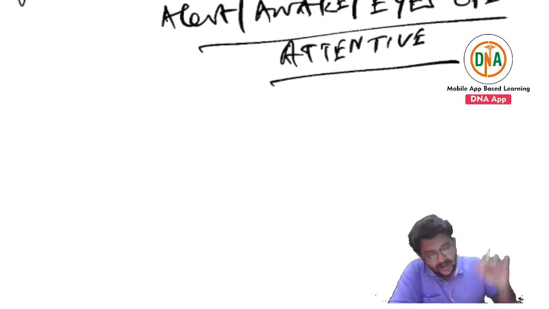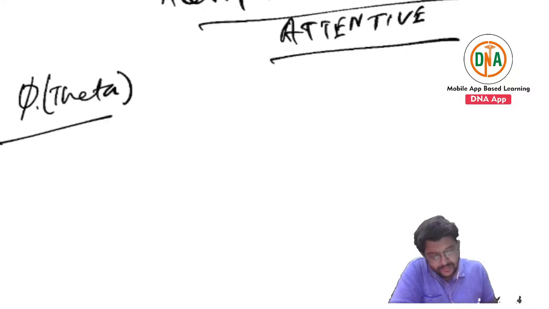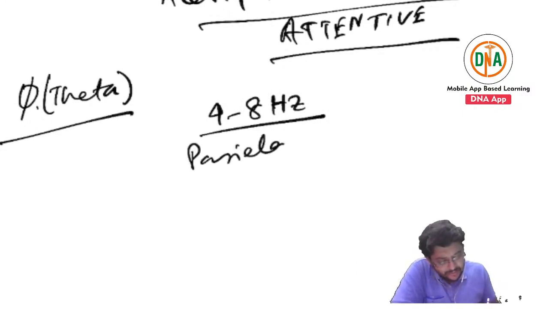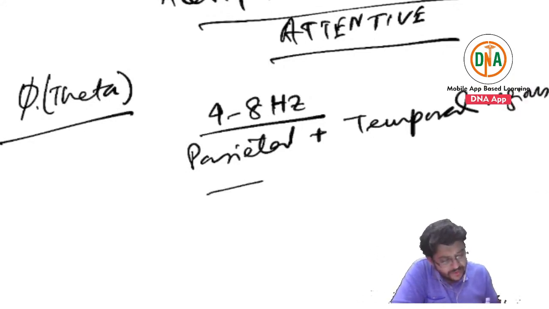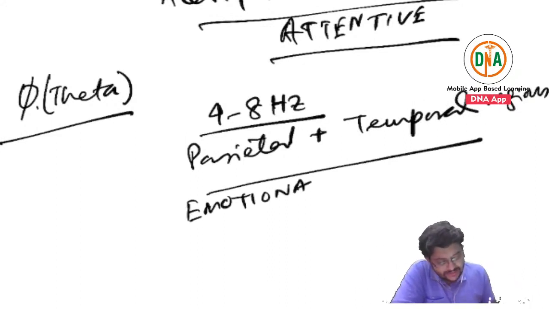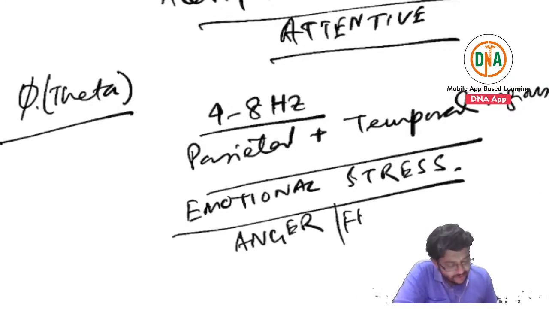Okay, and then after this we have the theta rhythm. What is theta rhythm? Theta rhythm is 4 to 8 hertz. The location of theta rhythm is the parietal and temporal regions. When are they found? They are found during emotional stress, during anger, during frustration.